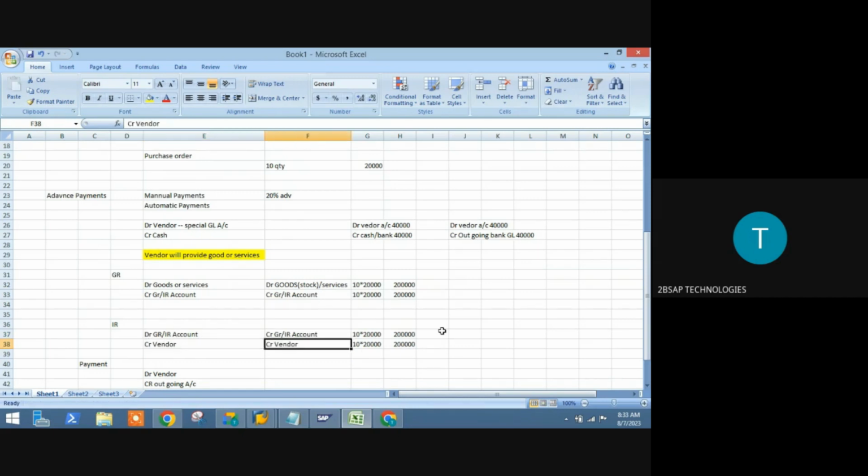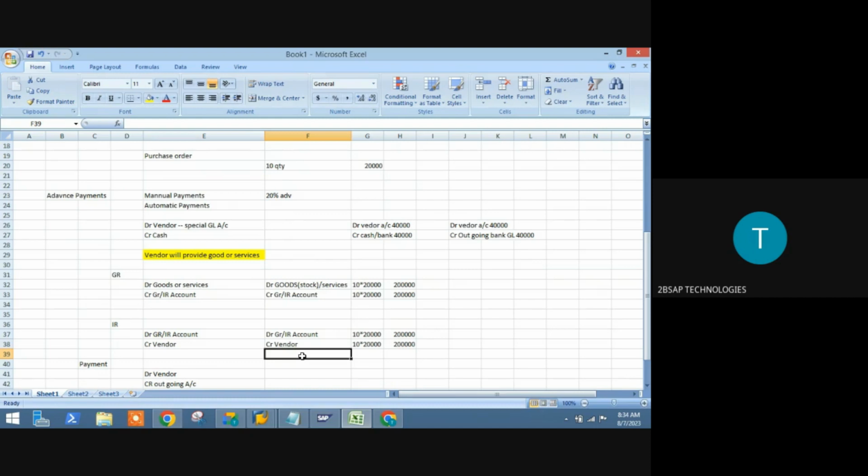If there is no change in the price at the time of invoice receipt, this is the accounting entry that will be posted. Okay, this is the accounting entry it will post.